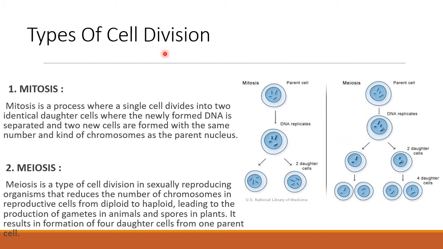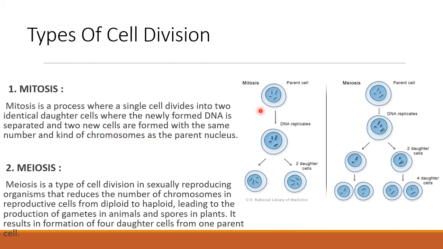Types of division. There are two types of cell division. The first one is mitosis, and the second one is meiosis. So what is mitosis? Mitosis is a process where a single cell divides into two identical daughter cells, where the newly formed DNA is separated and the two new cells are formed with the same number and kind of chromosomes as the parent nucleus.